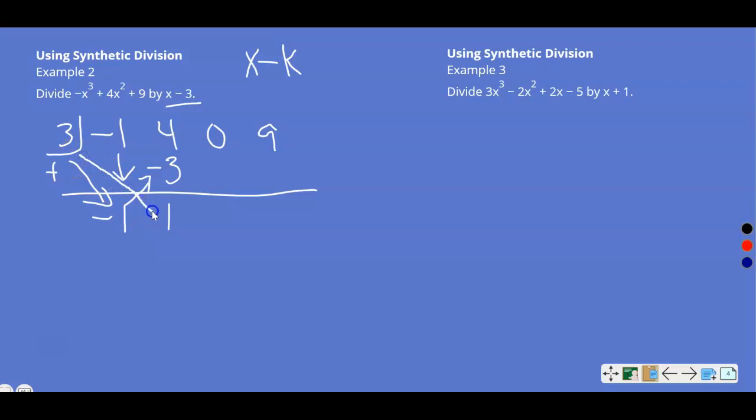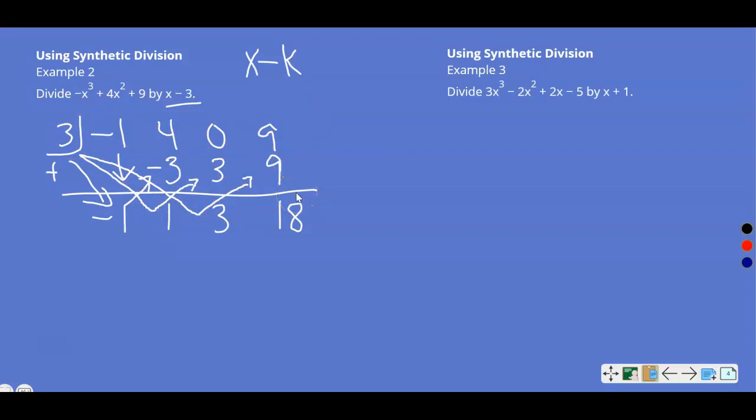And then you do that process again. So 3 times 1, and it goes here. So 3 times 1 is 3. 0 plus 3 is 3. Then you multiply the 3 by the 3, and it goes here. 3 times 3 is 9. 9 plus 9 is 18. All right, so again, the first one drops straight down. Then you multiply, add, multiply, add, multiply, add.